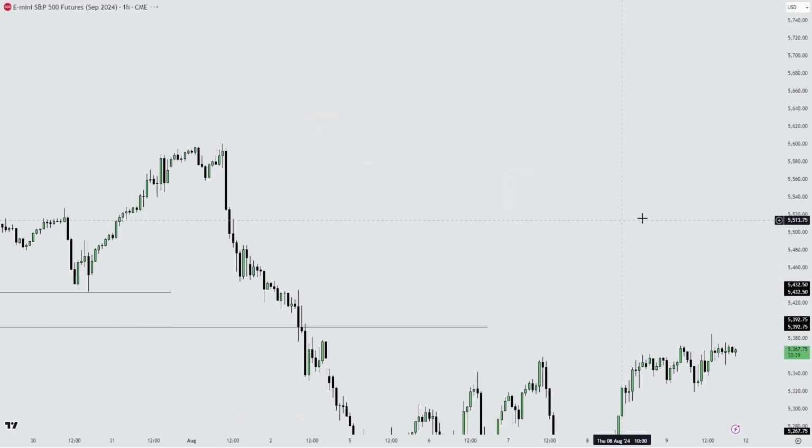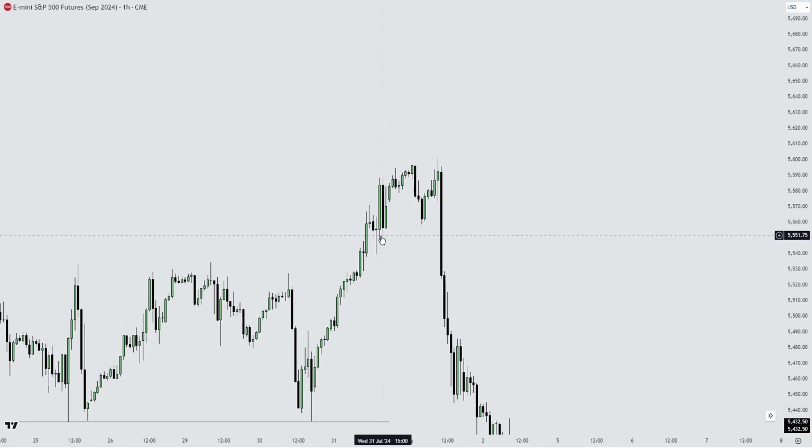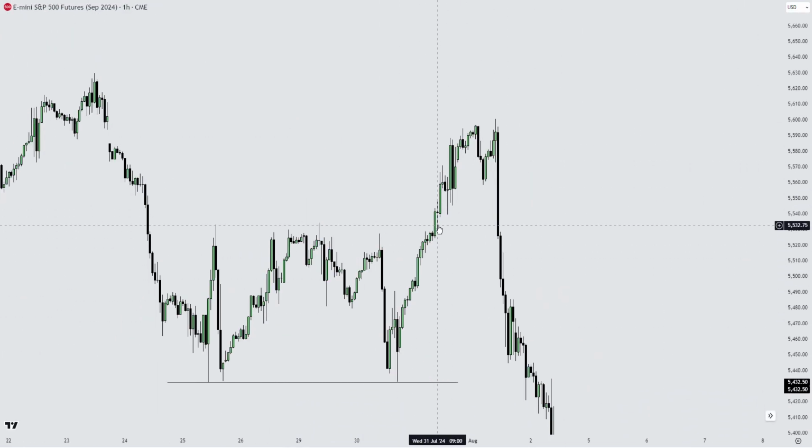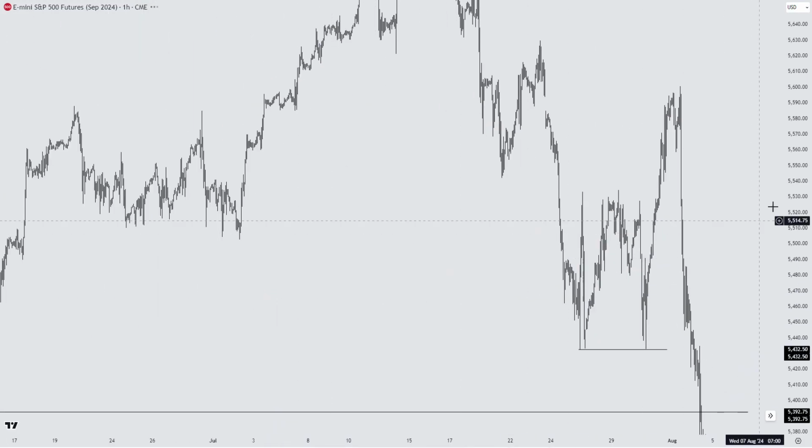Okay, why is price not bouncing after taking out this liquidity? Because simply price was just going higher to fill the imbalance. So when it reverses at a key time, what's it going to be doing? The higher time frame objective is lower.